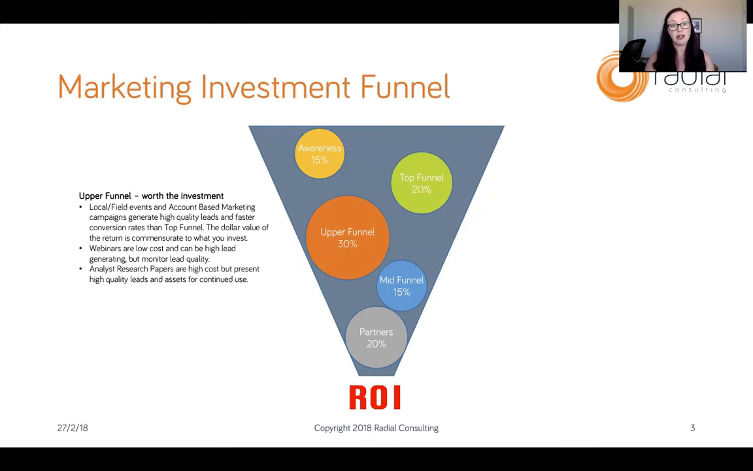Webinars are also really great because they're going to be low cost, but they're going to generate a fairly high amount of leads. And you do need to monitor the quality. I put that in there specifically because you will get a whole range of people that will come along to your webinars. They are a really great way of ensuring you're getting a good reach out there and attracting people at different layers within an organization. So a lot of influencers as well as decision makers.